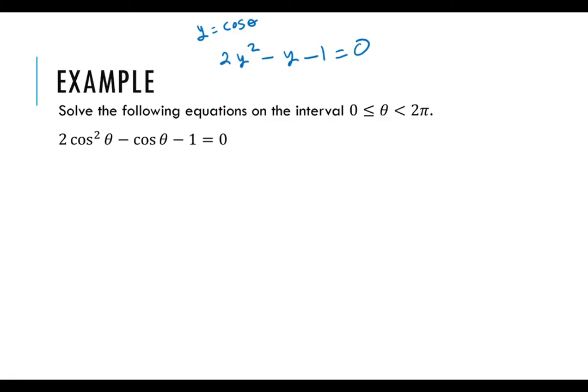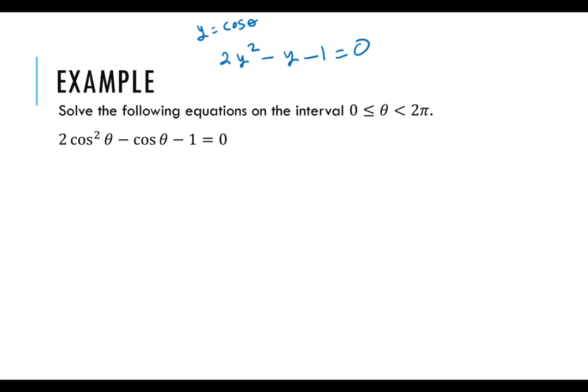But be careful, because if you solve this quadratic equation, 2y squared minus y minus 1 is equal to 0, you'll solve for y, not for cosine of theta. And so you'll have to resubstitute and finish the equation. But the goal is that in the long run, you are able to factor this just from the cosine function.